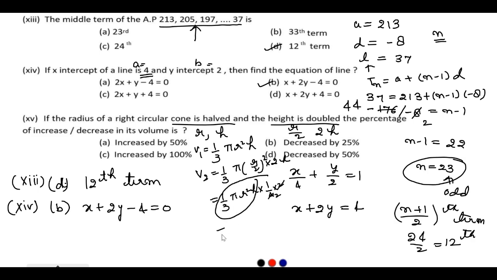This is V equal to V1 by 2, which means the new volume is halved. It means a decrease of 50%, just half.